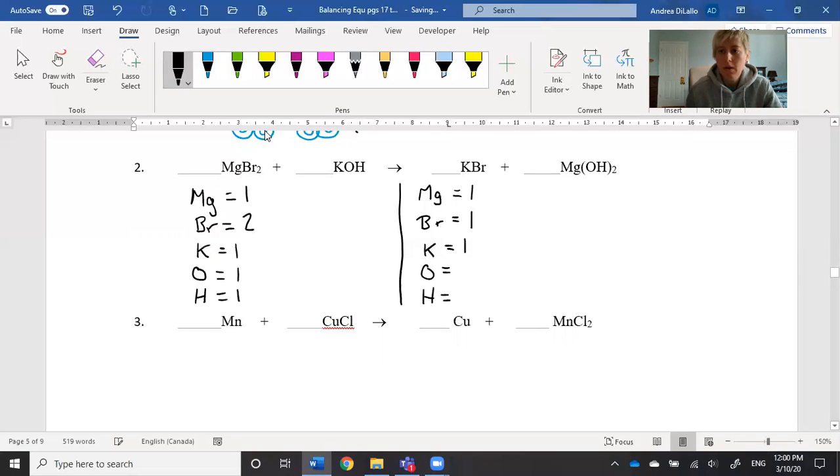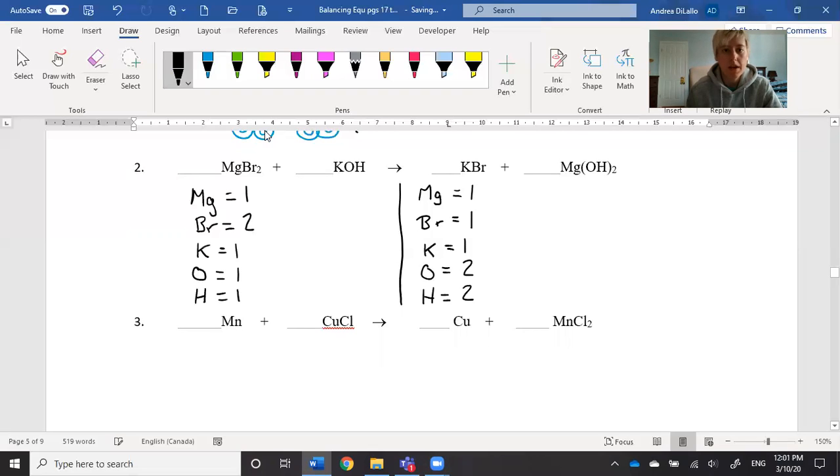So when you see something like that, to get your total amounts, you have to take the subscript of the element inside the bracket and multiply it by the subscript of the element outside the bracket. So I can see oxygen doesn't have a subscript, so that means it's default 1. So 1 times 2 gives me 2. Same thing with hydrogen, 1 times 2 gives me 2.